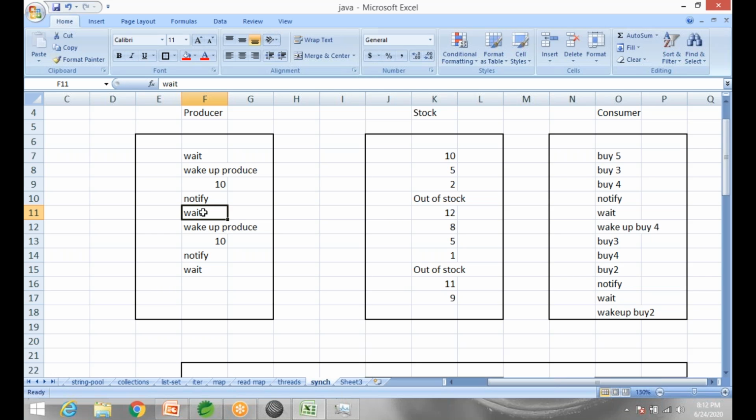Everything is happening around which object? Stock. Around the stock object. You are basically doing this wait and notify to the stock object. So when you say notify, is the producer exclusively notifying the consumer? No. No, that's the trick. Everything happens on the stock. It's like a subscription basis. So when you say notify, what you say is whoever is waiting on the stock object, notify that person.